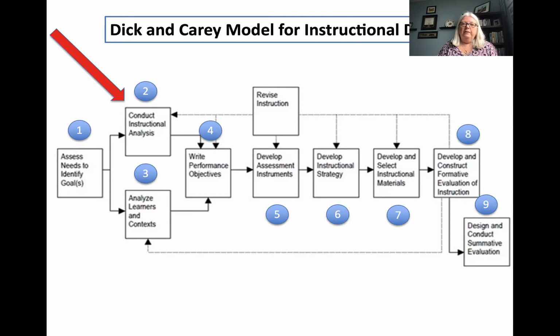Here's where we are in the Dick and Carey model. As you remember, at the first step we assessed the needs. We came up with an instructional goal, and then we developed goal steps for that goal, classified the goal, and in this particular phase, we're going to do the sub-skills for the goal steps that we've already developed.